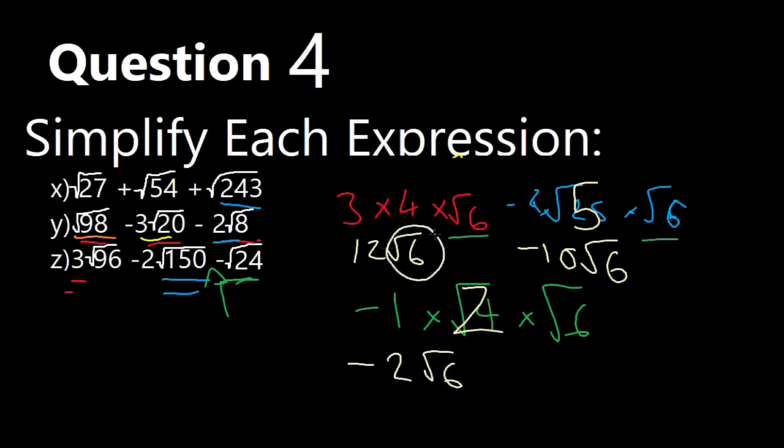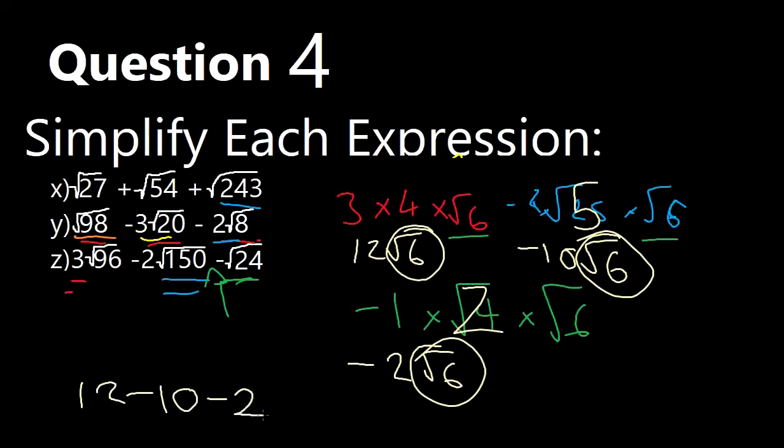Now, these are all root 6, so that means we can go through and just simply go 12 minus 10 minus 2. Okay, and if you put that into your calculator, you can see that that ends up as 0.